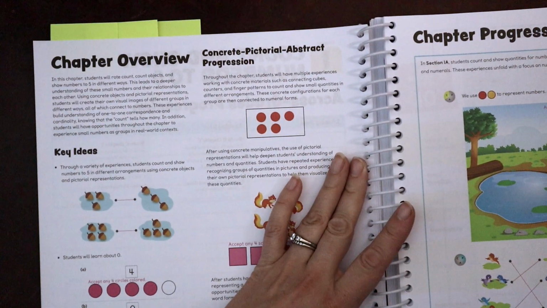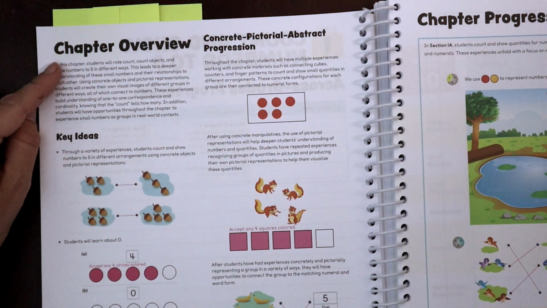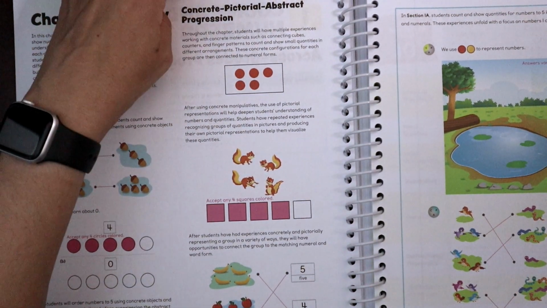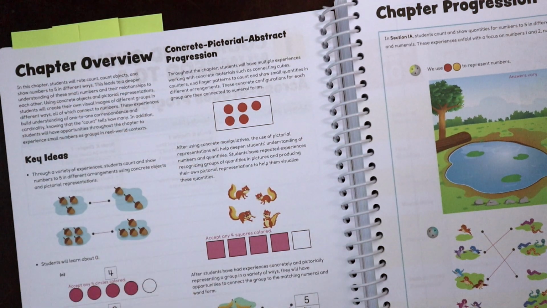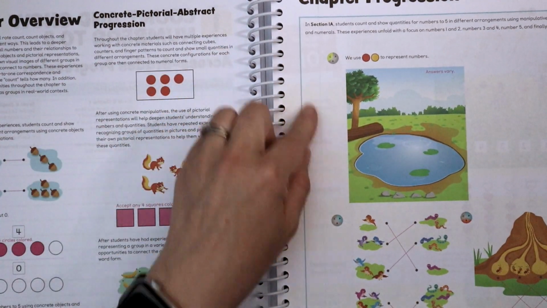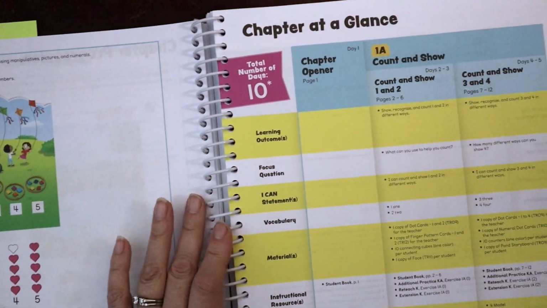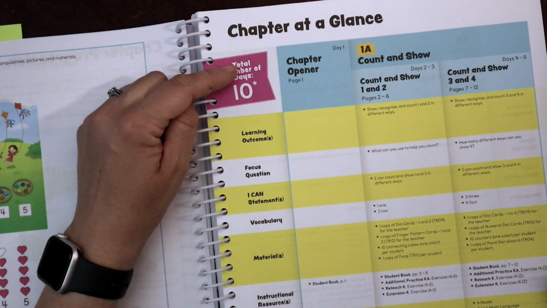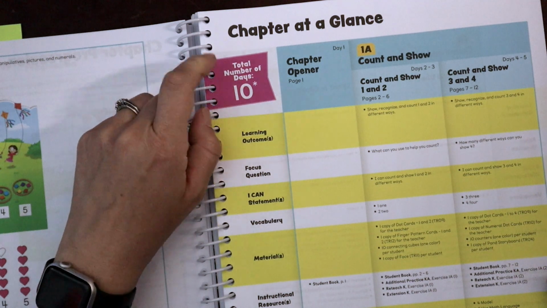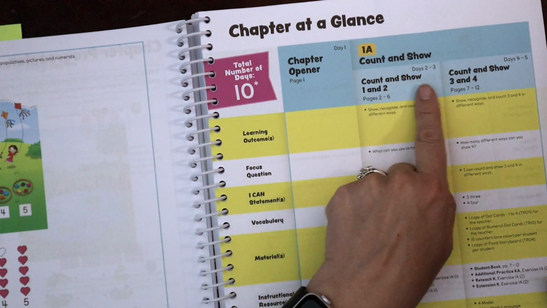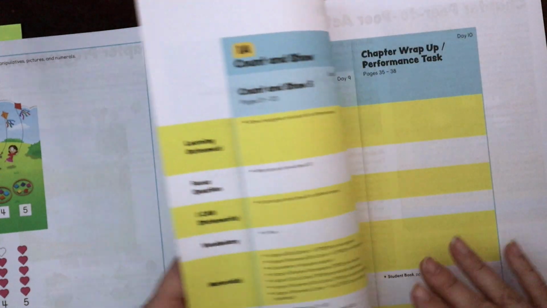Each chapter is set up the same way. We have our chapter overview, the key ideas, the concrete pictorial abstract progression, and then the chapter progression. We have our chapter at a glance. It tells you the total number of days in a chapter. Not every chapter has the same number of days. And then it goes through your different lessons.